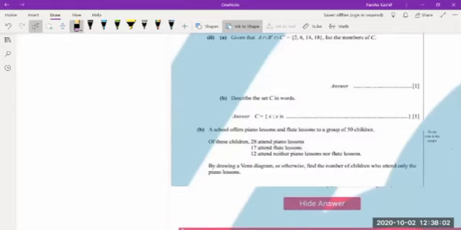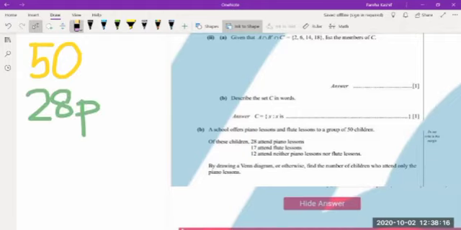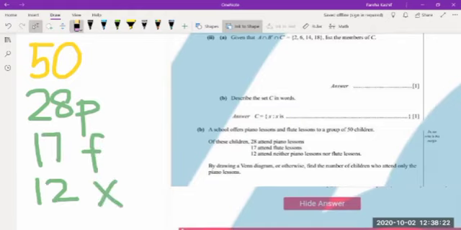a group of 50 children. The number of children is 50. Of these, 28 attend piano lessons. Let's denote that by 28 P. 17 attend flute lessons, and 12 attend neither piano lessons nor flute lessons. So we need to find the number of children who attend only piano lessons, which means that this value we have, that 28 students attend piano lessons, also includes students who play both the flute and the piano.